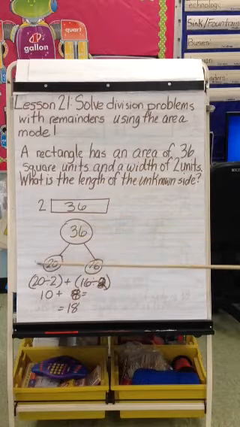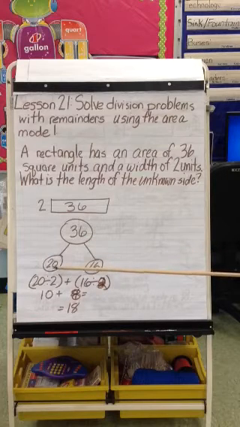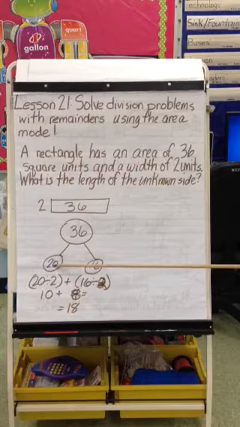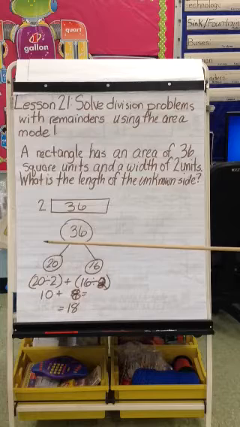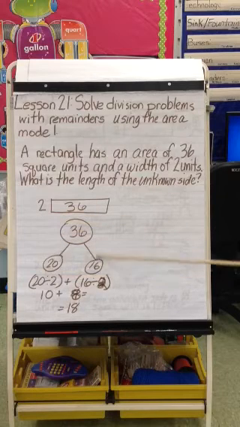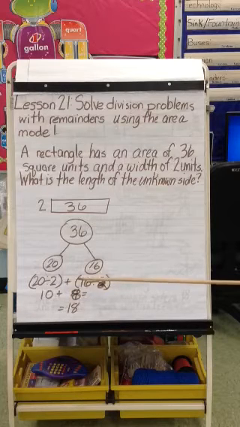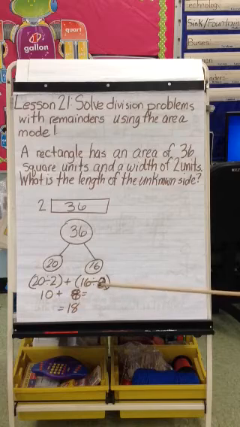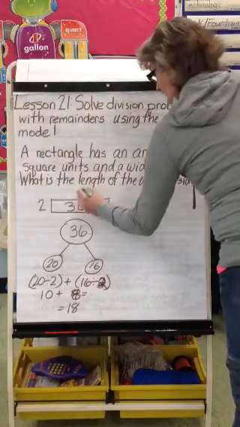So I drew my number bond. I have 36 right here. I knew I could take out 20 because that's the largest number of tens that I could take out, because I'm dividing it. I have 2 right here. That leaves me with 16. 20 divided by 2 plus 16 divided by 2. 20 divided by 2 is 10. 16 divided by 2 is 8. 10 plus 8 is 18. So the length of the unknown side is 18.